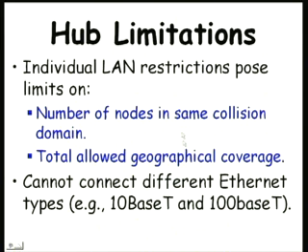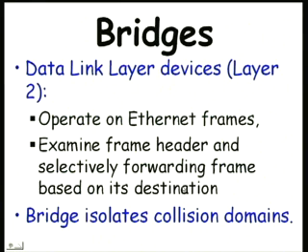So, these are some of the limitations of the hub, and then we had the bridges. Layer 2 device, unlike the hubs which were physical layer devices, just bit level they operated, but here they can examine the header, the physical address, and selectively forward frames. The important thing is they could isolate the collision domains, because based on the physical address they can either transmit or not transmit, either repeat or not repeat.